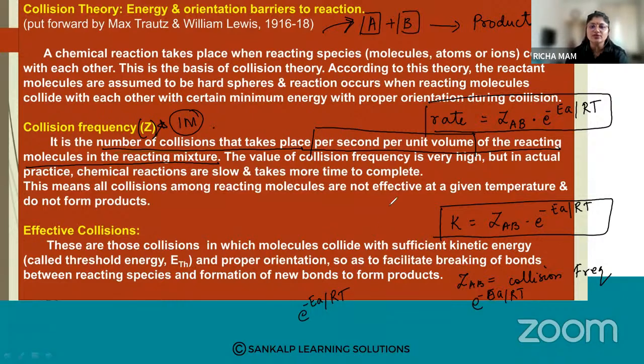Okay, so the first point of the collision theory is that the molecules are like hard spheres. Unless they collide with each other, the reaction is not possible. Only if they collide with each other is the reaction possible.